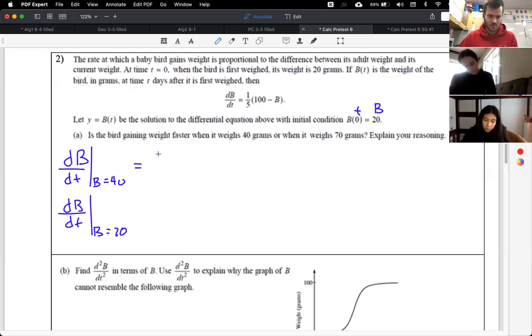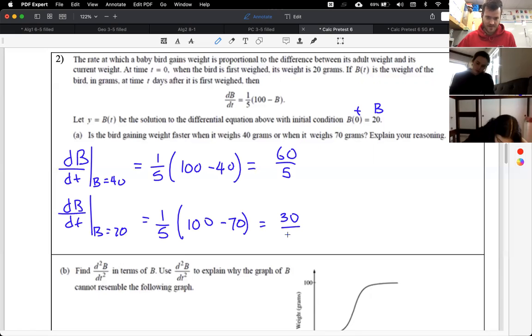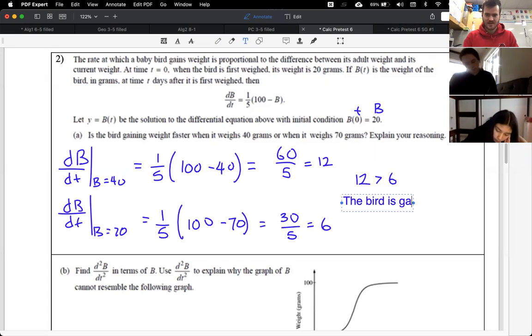Well, this is just 1/5 of 100 minus 40. And similarly down here, this is going to be 1/5 of 100 minus 70. Which of these is bigger? Well, clearly this one is going to be bigger. This is going to be 60 over 5. This one is going to be 30 over 5. And if you want to simplify, 60 over 5 is 12, 30 over 5 is 6. And you can say, didn't know if you know this, AP graders, but 12 is bigger than 6. And then you'd have something along the lines of the bird is gaining weight faster when it weighs 40 grams.